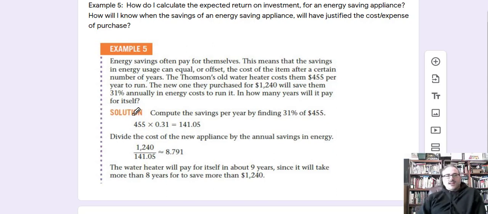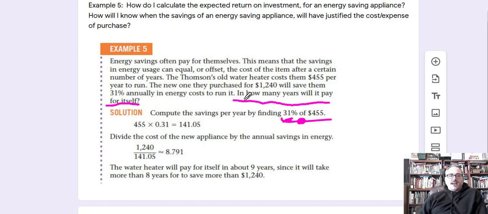Okay, here's the solution. How will we figure out how many years it will take to pay for itself? That's what we're trying to figure out right here. Well, the first step is to compute the savings per year by finding out whatever 31% of 455 is. So here's how we find "of." When you see "of" in a mathematical word problem, think multiplication. 31% of. You also know that you're going to take this percentage and convert it to a decimal. We're doing a lot of that this year. So 31% expressed as a decimal out of 1 is 0.31, right?